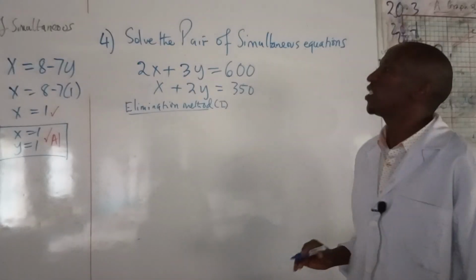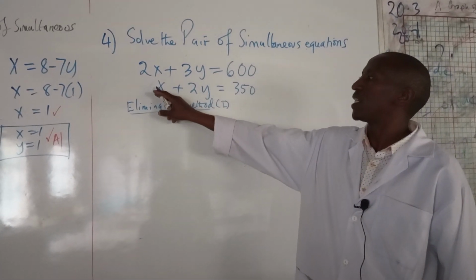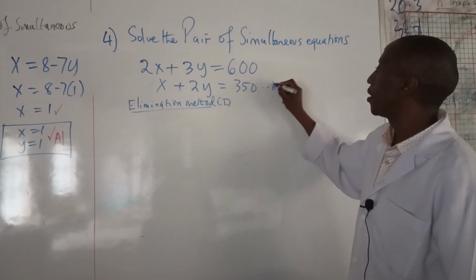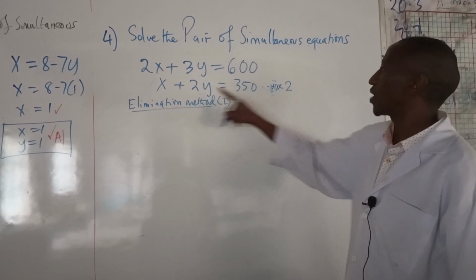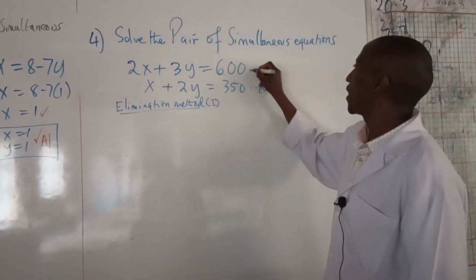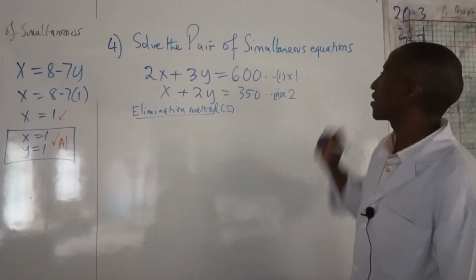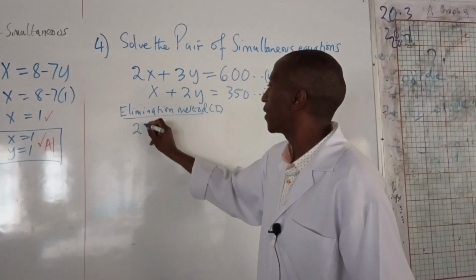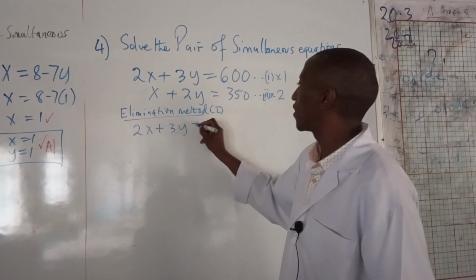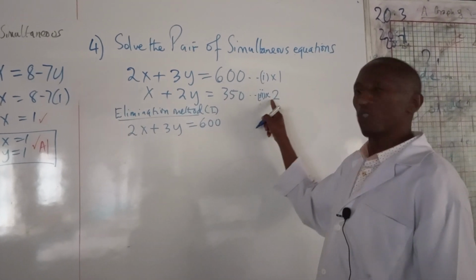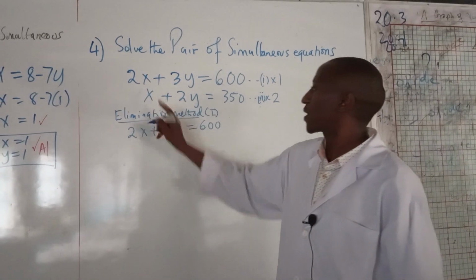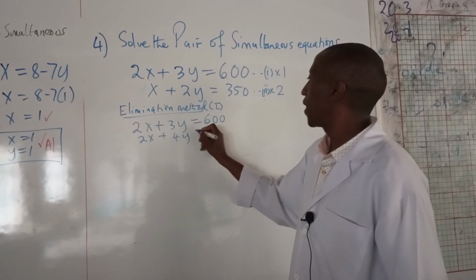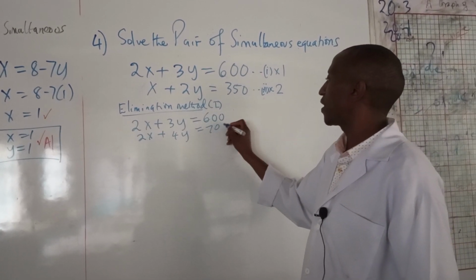Now, looking at these two equations, we can very easily eliminate x by multiplying equation 2 by 2, so that we create a 2x, similar with this one, and equation 1, we multiply it by just a 1, so that we maintain the 2x. What does that give us? That gives us equation 1, it remains 2x plus 3y is equal to 600, while equation 2 becomes 2 by x is 2x, 2 by 2 is 4y, and 2 by 350 is 700.